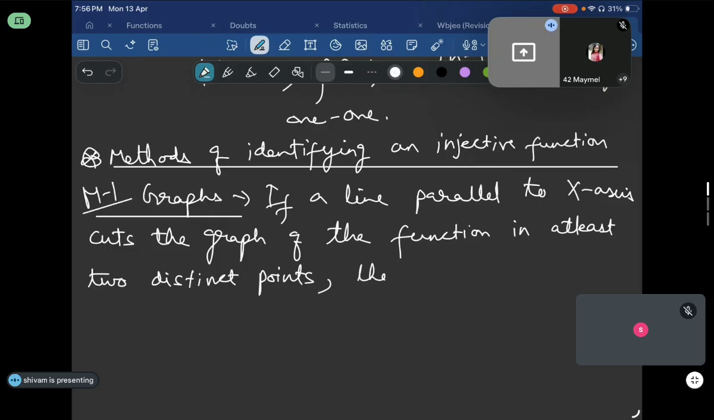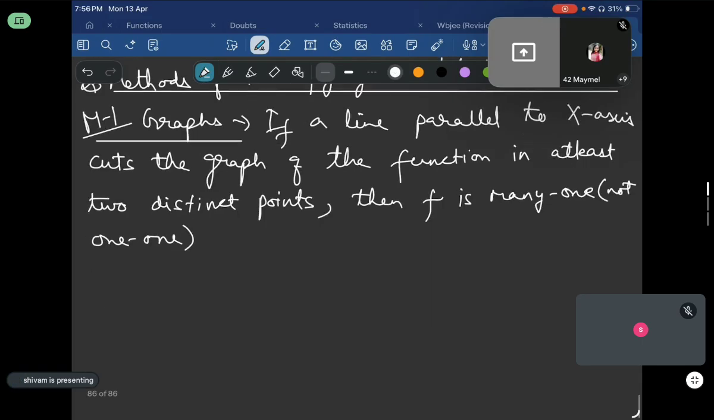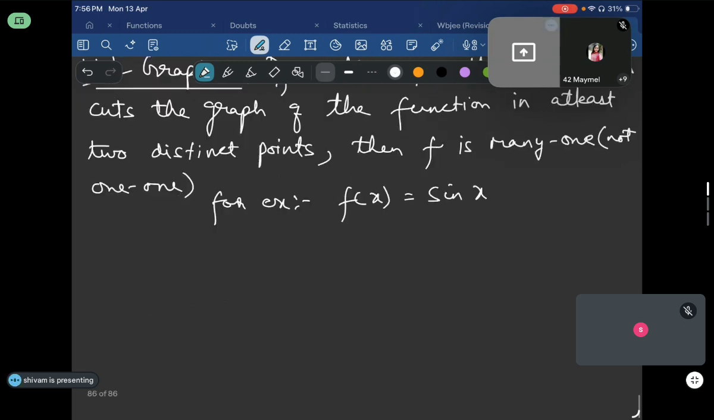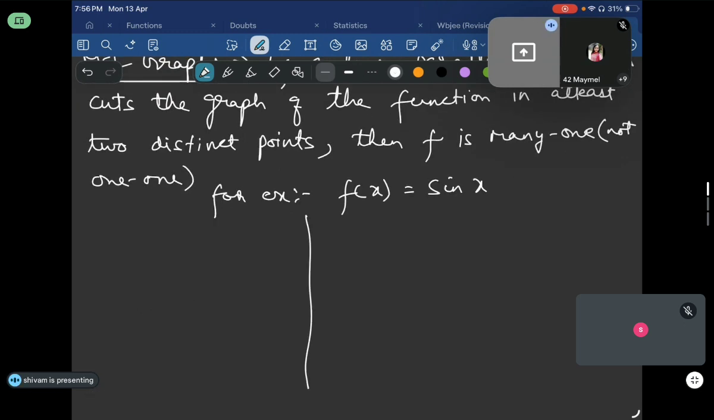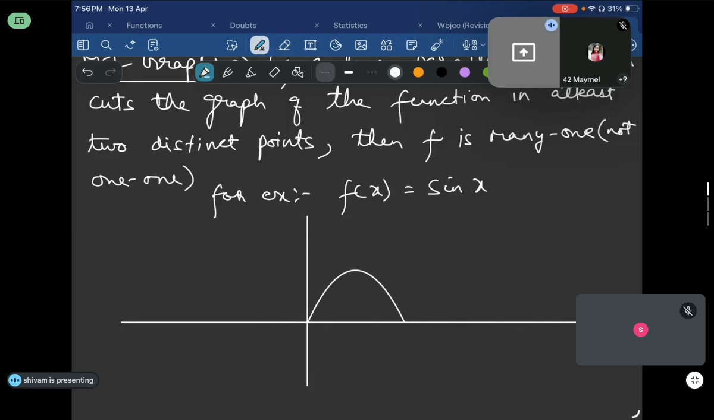then f is many-one. That is not one-one. For example, f of x is equal to sine x. Of course, it is many-one, everyone. I'm going to draw the graph of sine x and show you how we can determine by a line parallel to the x-axis that it is many-one.